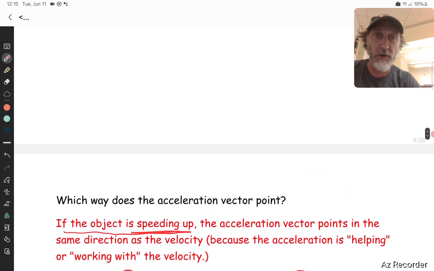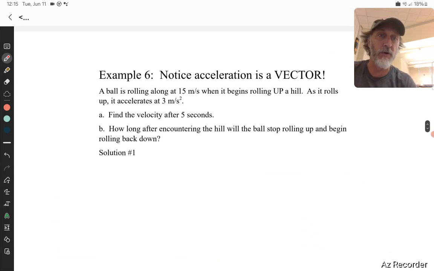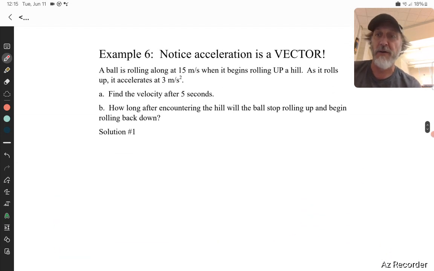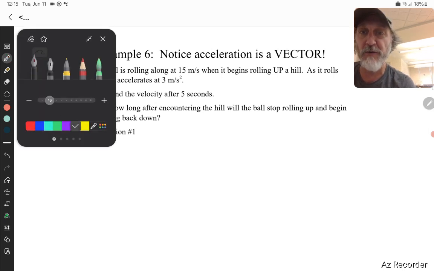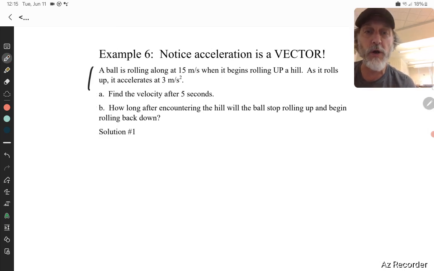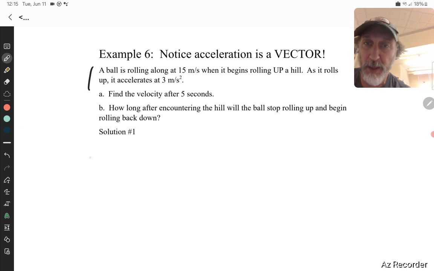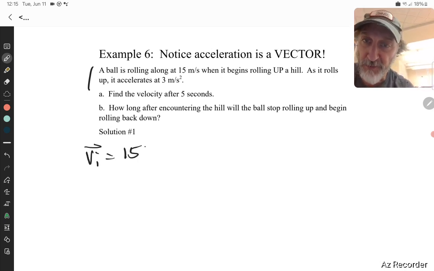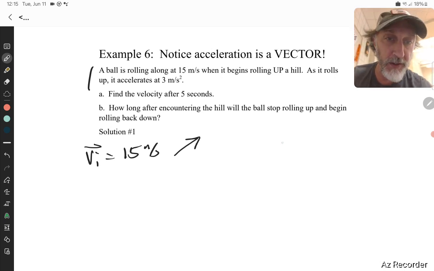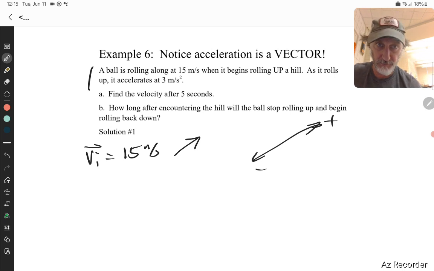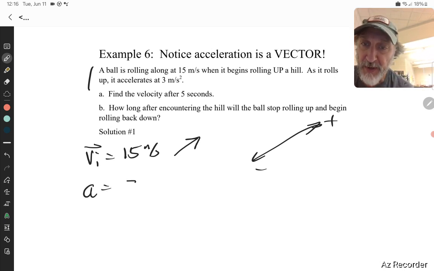All right, so let's go back to this example. We are almost done here. In this example, notice I've given you the acceleration. How's this set up? The ball is rolling along at 15 meters a second when it begins rolling up a hill. So initial velocity is 15 meters a second up the hill. Let's decide right now: uphill positive, downhill negative. As it rolls up, it accelerates at 3 meters per second squared.